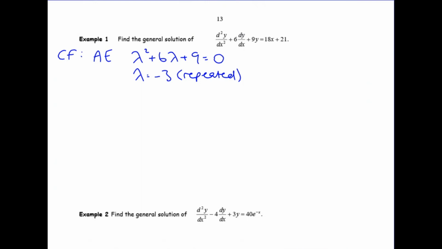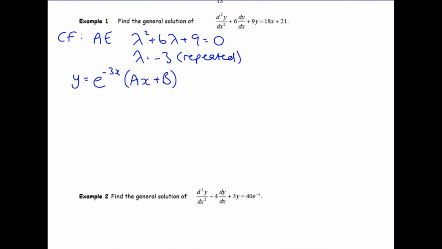You would need to learn the form that goes into. So my complementary function is y equals e to the -3x times (ax plus b). Usually it's a e to the one of your roots plus b e to the other root, but that doesn't make sense here when it's repeated. So you have e to the -3x times (ax plus b). That's your complementary function, just looking at the left-hand side, and then we're done with that.